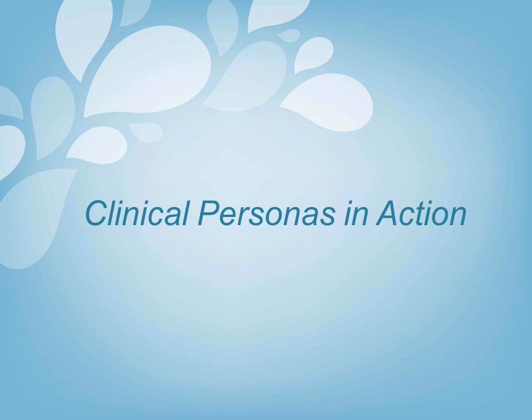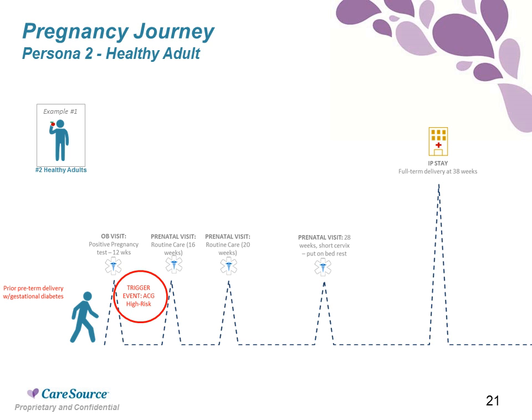So next I want to show you some ways that we're actually using these personas in the care management space. Somewhat of a journey map here. If we look at this particular individual, they are a pregnant person in persona 2, which is a healthy adult. This particular individual has a prior history of preterm labor with gestational diabetes. And we can see that in the first event here, they're going to their OB visit, and they have a positive pregnancy test at 12 weeks.